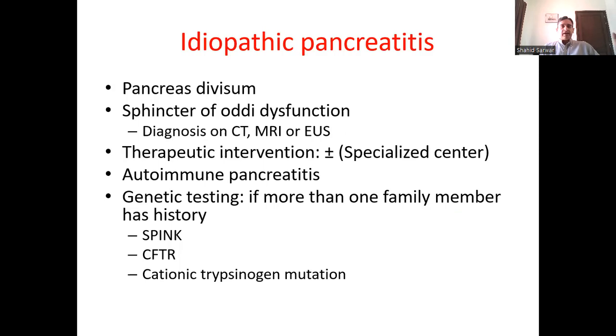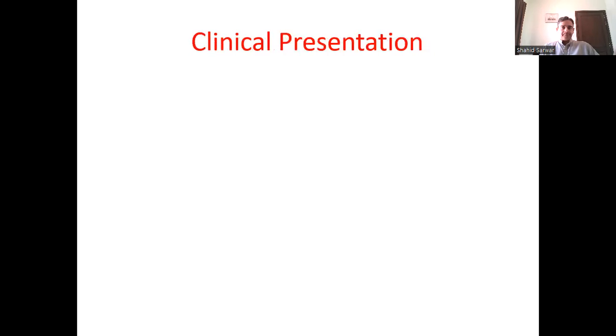And if all is negative, we also need to go ahead with genetic testing, because a few genetically transmitted diseases can also predispose a person to the risk of acute pancreatitis, like CFTR, SPINK gene, and cationic trypsinogen gene mutation.